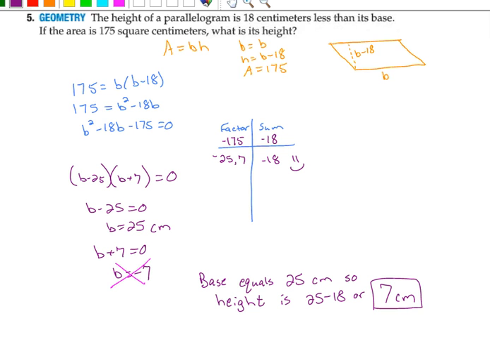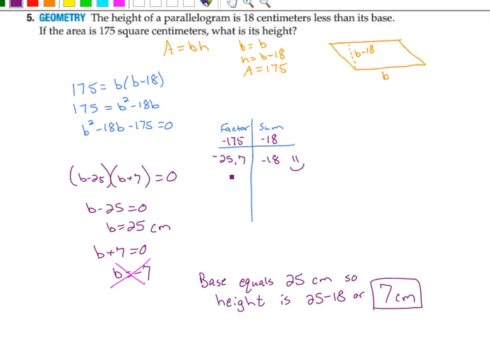Okay, another big factor type of problem. A parallelogram looks like this to someone who's a better artist, but we know its area is just base times height. They tell us the height was 18 less than the base, so this is what I set up. I know that my area is 175, so going through all of my steps, plugging it into the formula, distributing, setting it equal to 0, factoring.